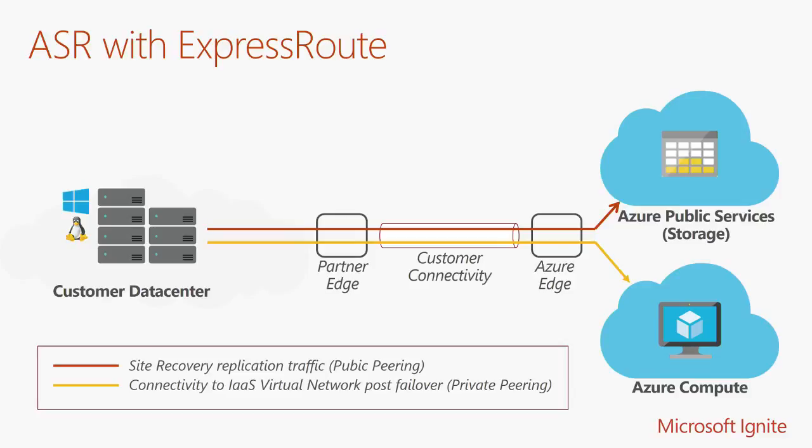So what's the benefit we have by enabling this? Instead of using your internet bandwidth to do your virtual machine replication, you can now take advantage of ExpressRoute, and you can have the storage traffic sent through your ExpressRoute. But this requires you to enable your public peering.